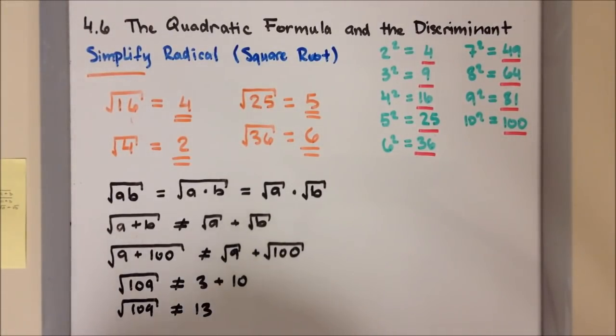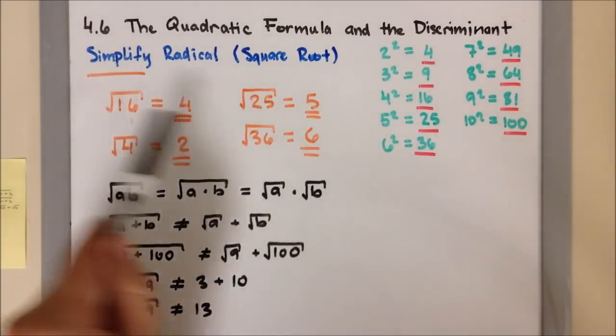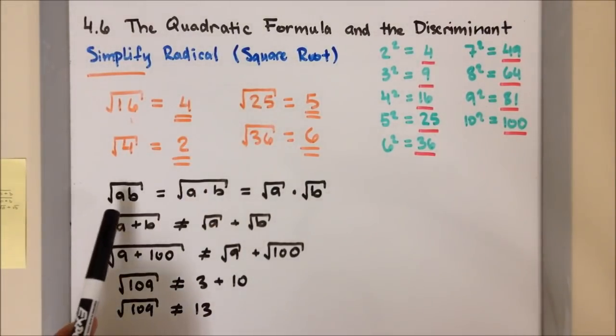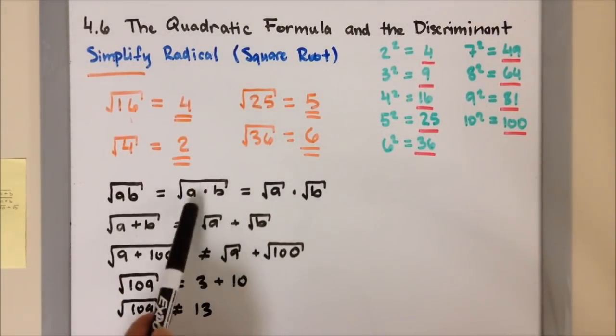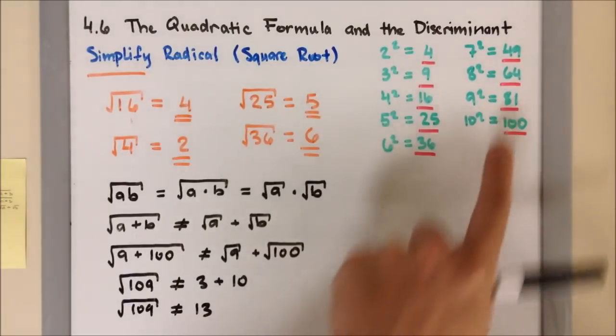Alright, we have talked about simplifying the basic perfect square numbers, and then the basic for when two numbers are multiplying, you can split it up. Next, we're going to focus on simplifying non-perfect square numbers.